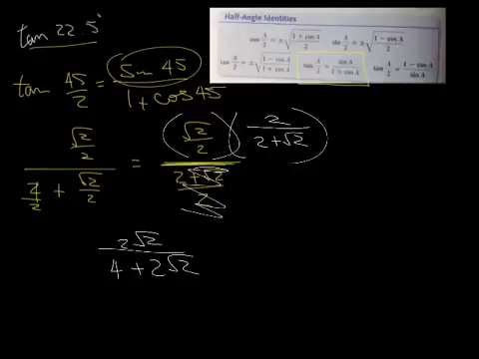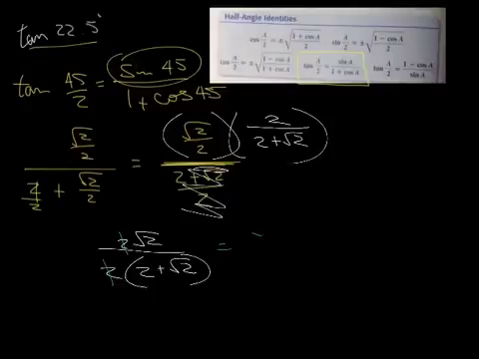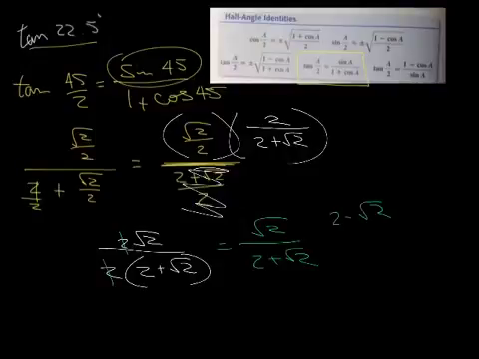Actually, no, I don't want to do that. I'm going to leave it the way it was. I'm going to leave it as 2 times 2 plus square root of 2, so that I can cancel that and that, and now I have square root of 2 over 2 plus square root of 2. Now if you remember conjugates, 2 minus the square root of 2, 2 minus square root of 2. See why you learned those?